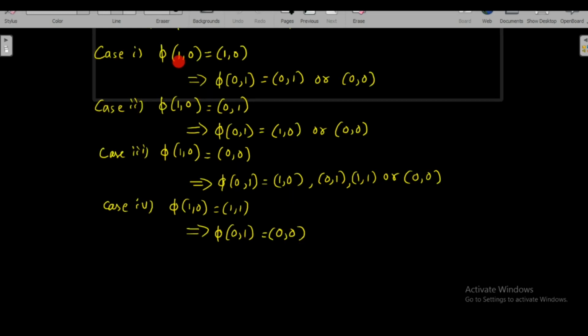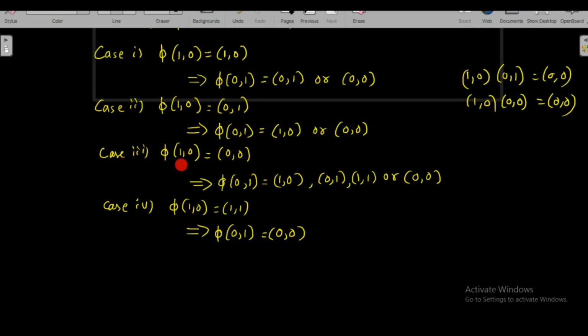First case is phi of 10 equal to 10. Then the possibilities for phi of 01 are 01 and 00. Since 10 into 01 gives 00 and 10 into 00 also gives 00. Similarly, in the second case, we take phi of 10 as 01. Then the possibilities for phi of 01 are 10 and 00.